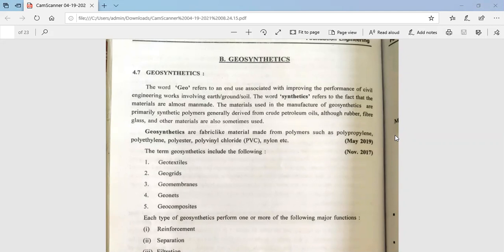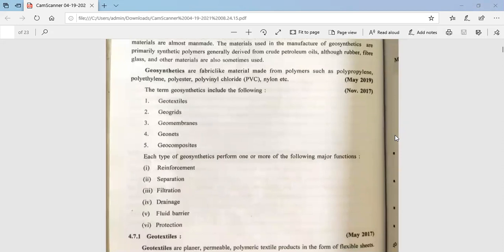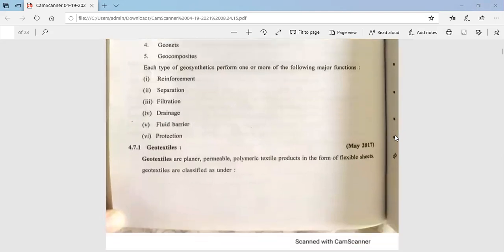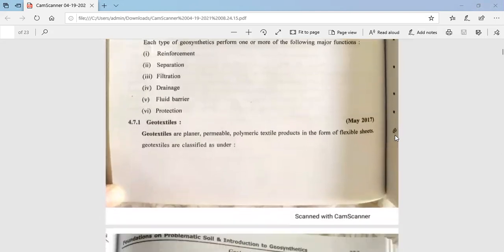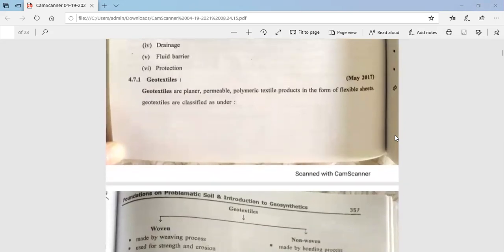Right. So the term geosynthetics includes the following, which is the geotextiles, geogrids, geomembranes, geonets, geocomposites. Right. So each type of geosynthetics performs one or more of the following major functions, which is the reinforcement, separation, filtration, drainage, fluid barrier, protection, right? So first we're talking about geotextiles, right?